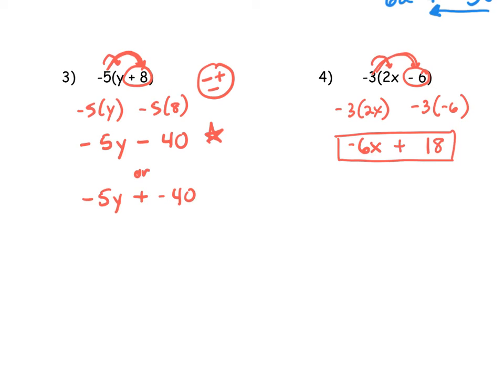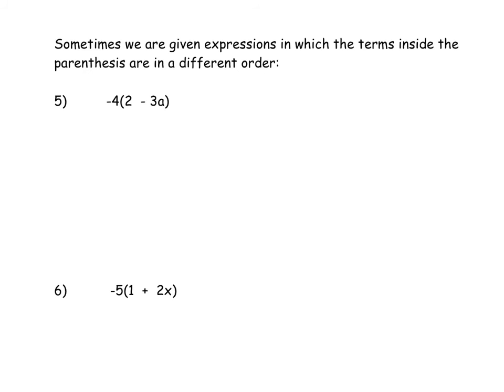Let's move on now to number 5. Sometimes we're given expressions in which the terms inside the parenthesis are in a different order. So sometimes they try to rearrange things, or they throw us for a loop, something unexpected, but we still use the distributive property in the same way. So we would multiply the outside number times the first term, and the outside number times the second term, again using that operation sign as an integer sign.